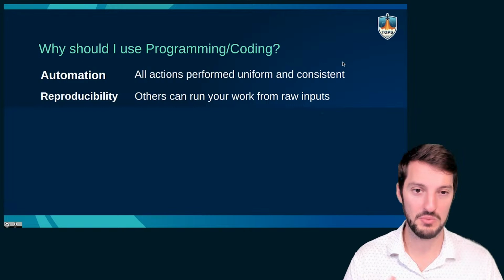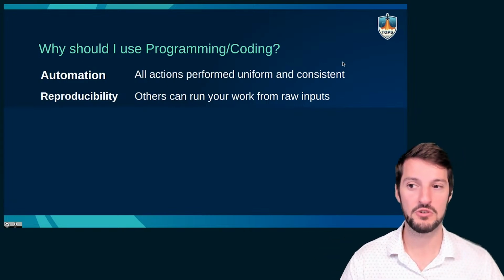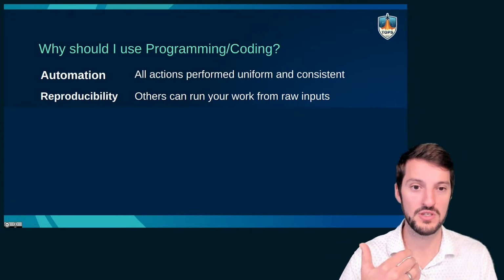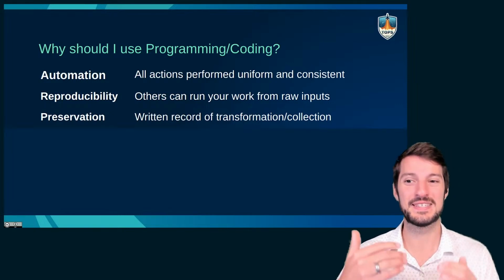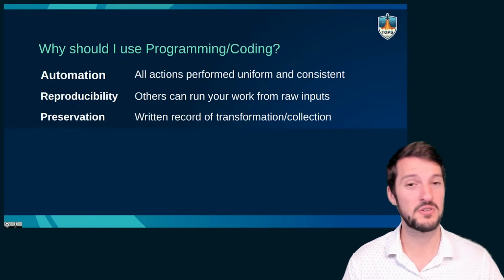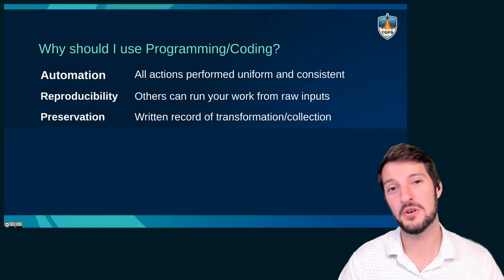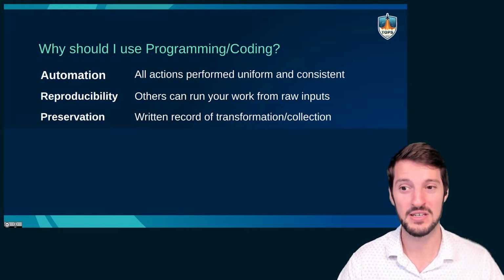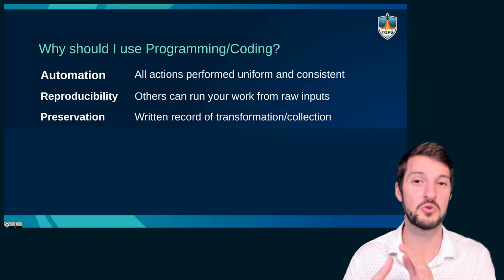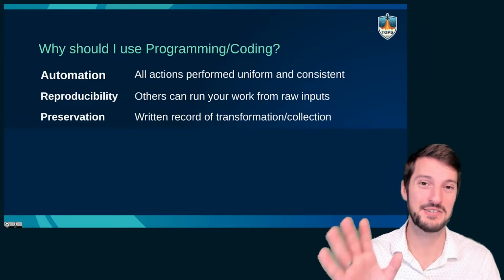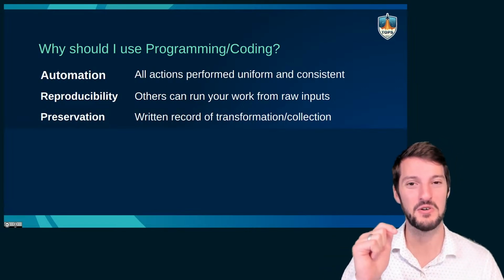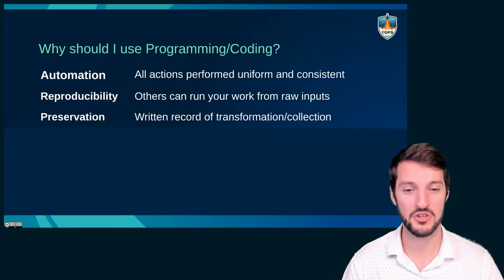Programming also helps us with reproducibility so that others can recreate or run your work from original inputs. You also have preservation because your code is a written record of transformation and collection. This is a huge part of being transparent. It's why I'm a stickler for uploading code alongside a publication, because you can tell me all about your analysis in your method section, but I'm not actually going to know what you did step by step by step unless I actually look at your code.